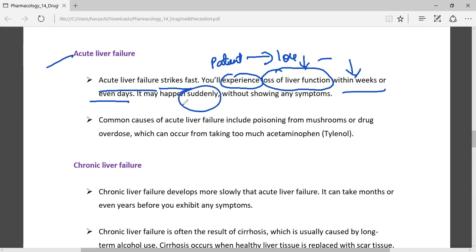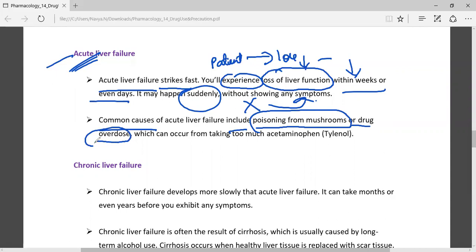It may also happen suddenly without showing any symptoms. The common causes of acute liver failure include poisoning from mushrooms or drug overdosage, which can occur from taking too much Tylenol. This is about acute liver failure.